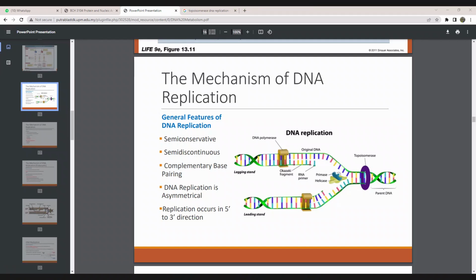Boleh revise balik. So I would like to start with this slide, on the mechanism of DNA replication. Okay, but I would like to remind, kalau tak clear, bergema ke apa ke, just inform me. Alright, I'll try my best to improve. Okay, thank you. So, alright, for mechanism of DNA replication, these are the general features of DNA replication that you need to know. These are the terms.